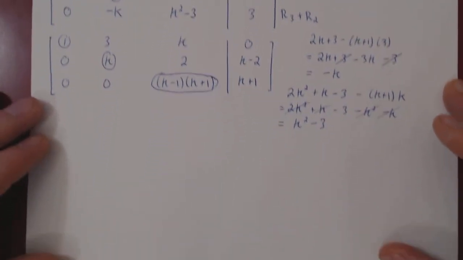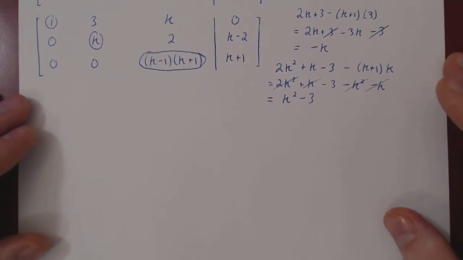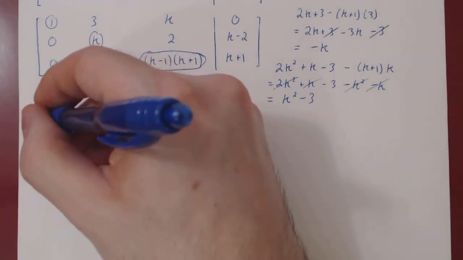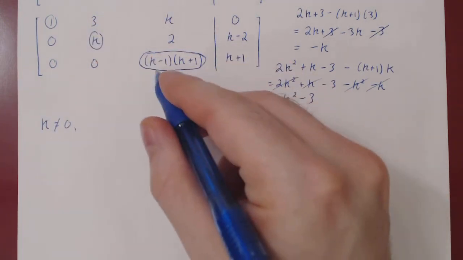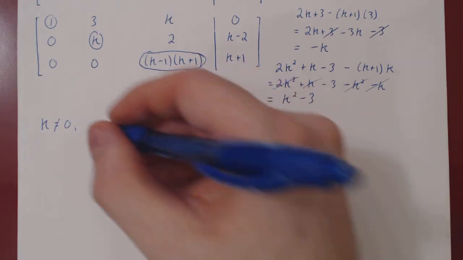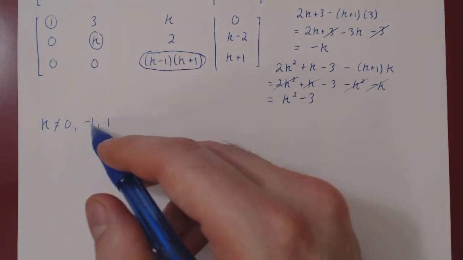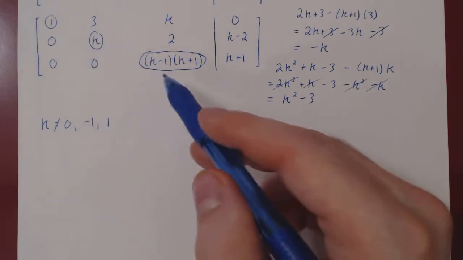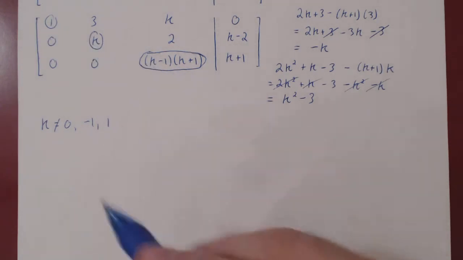As always, there are two possibilities. All the variables are leading, or not, and we start with all the variables being leading. Well, the only way for this to happen is with k not being 0, not being 1 or negative 1. If k is anything but 0, negative 1, or 1, both of these entries are not 0, they can be turned into leading ones, and so x, y, and z are all leading.